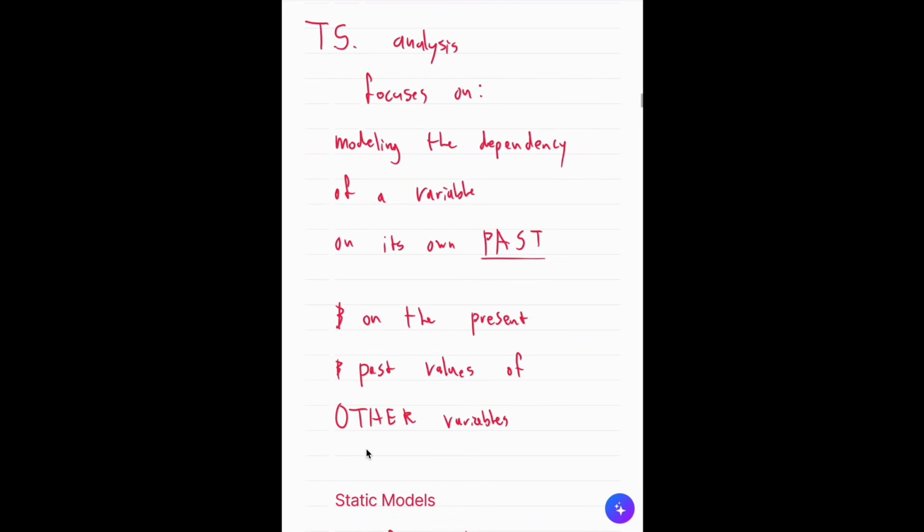So what does time series analysis focus on? It focuses on modeling the dependency of a variable on its own past and on the present and past values of other variables. So for example, we can model the dependency of GDP in 2010 based off of the value of GDP in 2009, 2008, 2007, 2006, and so on, right?